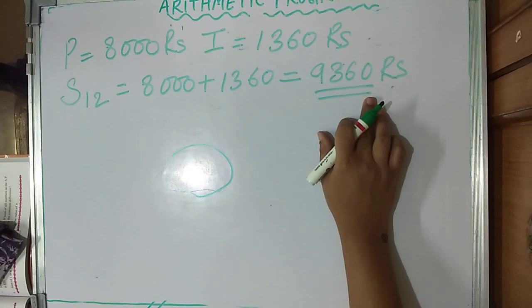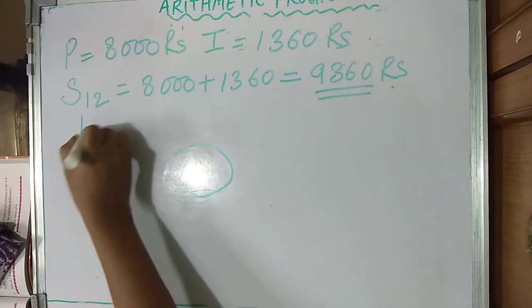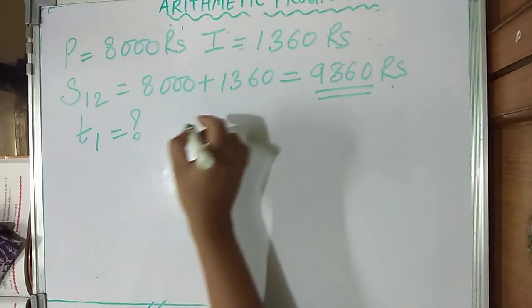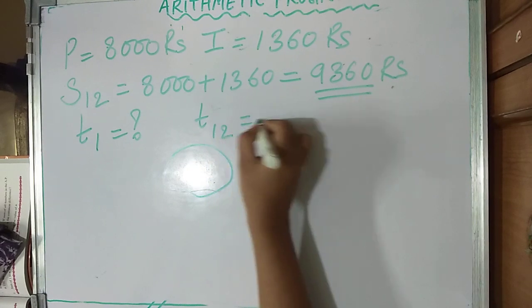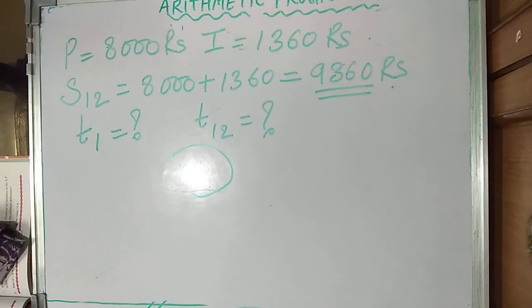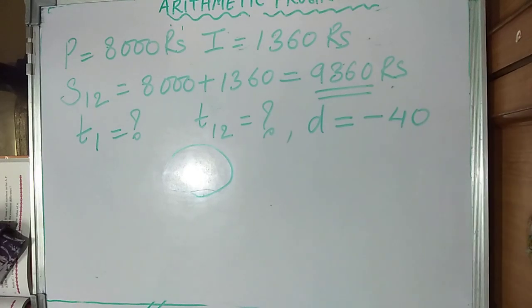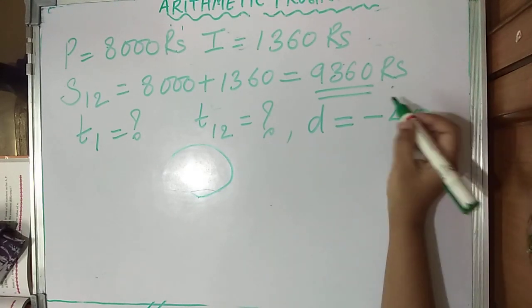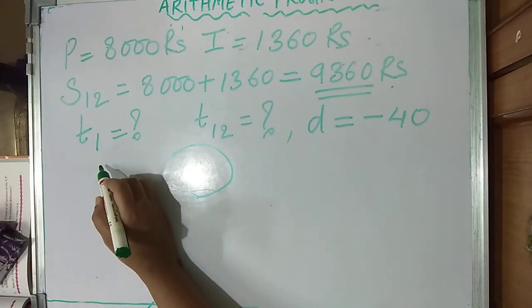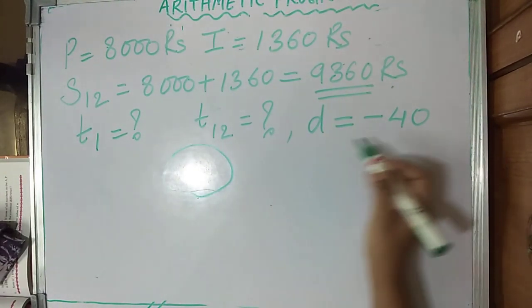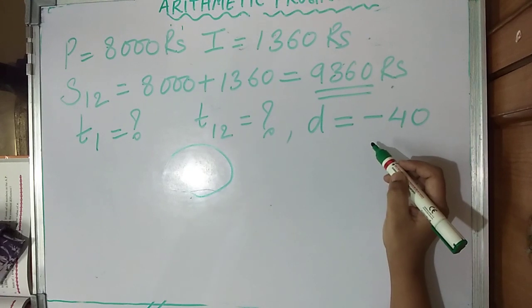9,360 rupees. Okay. The question says you have to find the amount of the first and last installment. That means you have to find the first installment and you have to find the last installment, that is T12. And the remaining thing that we know is the common difference, that is minus 40. Clear? So here we have total amount paid is 9360. First term we don't know, last installment we don't know, we know only the common difference as minus 40.